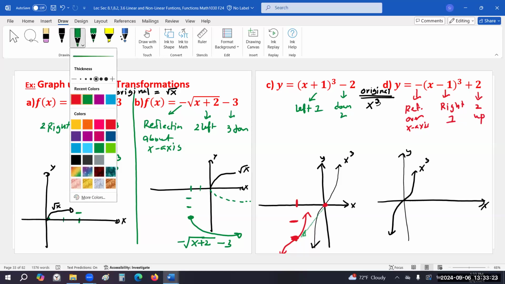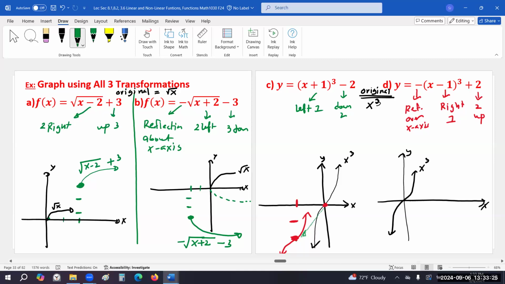So reflection. When you do reflection, remember reflection is like a mirror. So you put in mirror, you see this portion is below here, and this portion is above here. And the same thing, but it goes other way. So this is negative cube function.